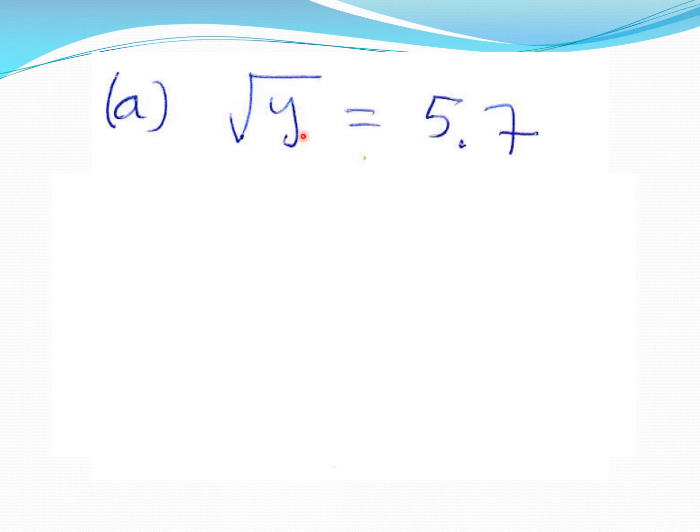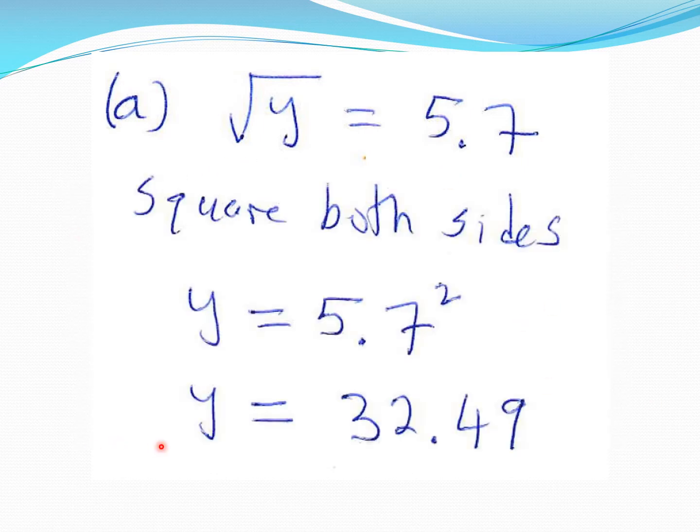So part A. Square root of y is equal to 5.7. And I think you'll remember how to do this now. What's the opposite function or the inverse function to the square root? It's the square. So we square both sides in this expression, and you know that when you square a square root, the inverse cancels out the square root, and we're just left with y. So we square both sides. Squaring both sides, y equals 5.7 squared, y equals 32.49.